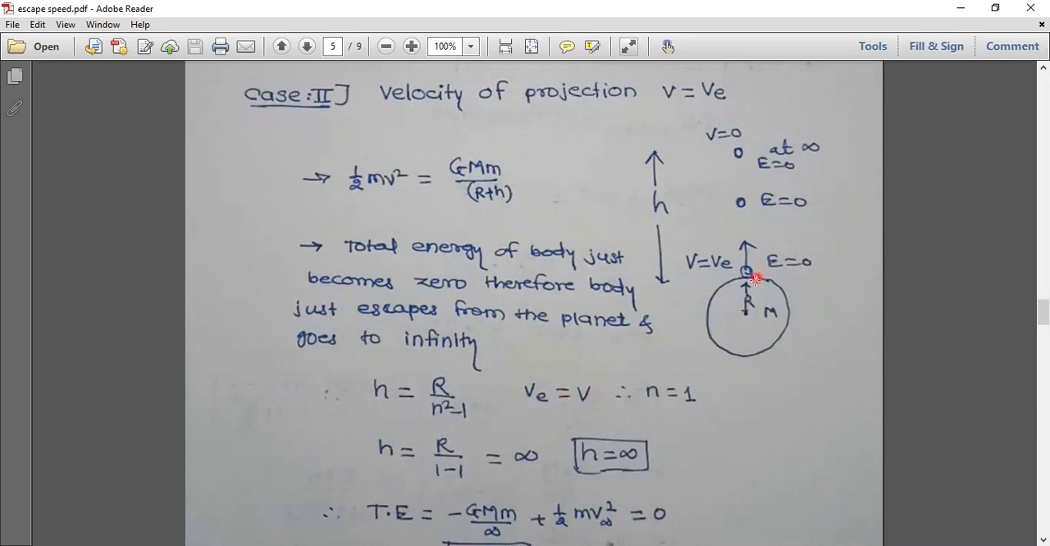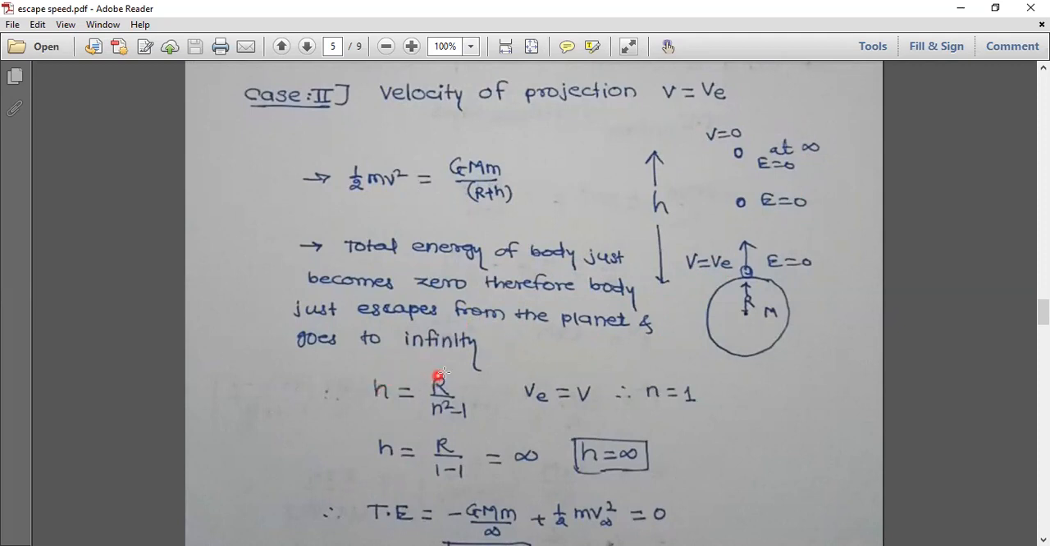So see here, this is Earth, or any planet, we can say any planet of mass M and radius R, and here this is the object which I am projecting, where v is equal to v_e. If this is equal, then total energy is going to be 0 at every point. So here kinetic energy is equal in magnitude to gravitational potential energy, and total energy of the body becomes 0. Therefore the body just escapes from the planet and goes to infinity. If the velocity of projection is equal to escape speed, then the body escapes from the planet and goes to infinity.